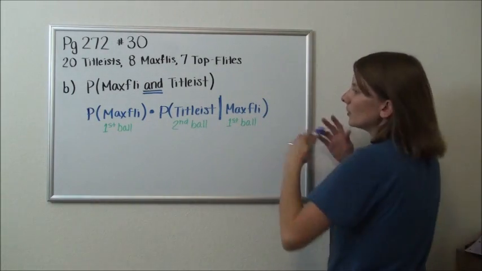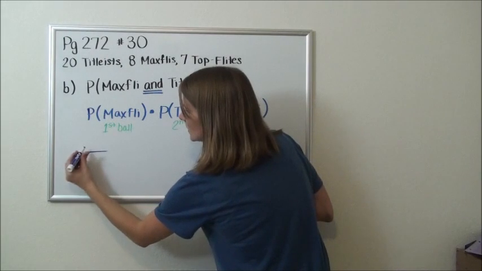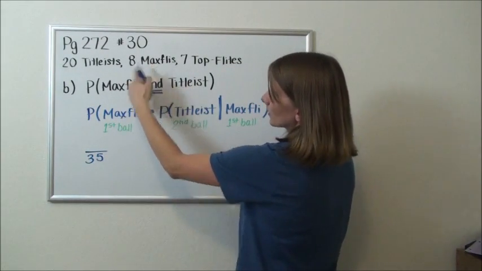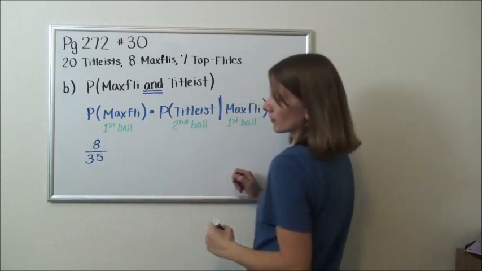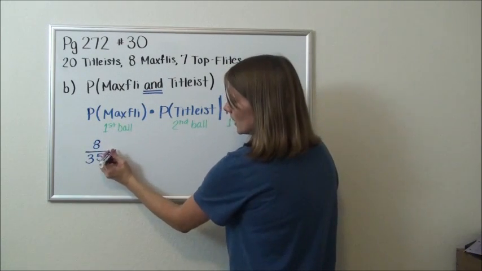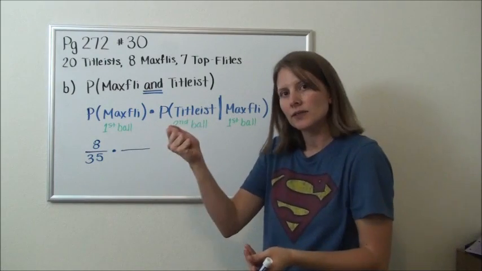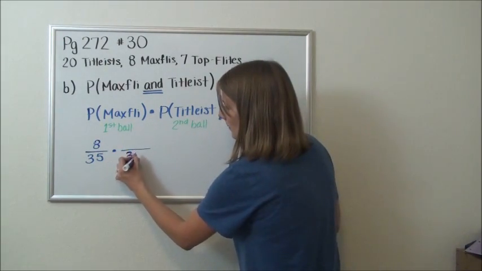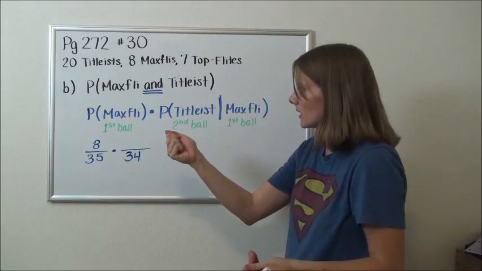So in the original bag, there were 35 balls altogether, and if the first ball was a Max Fly, there were 8 of those in the bag of 35. Now if I take that Max Fly and hang on to it, there's only 34 golf balls left in the bag. And the first one I picked was a Max Fly.